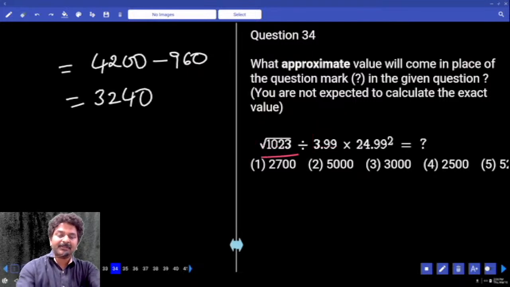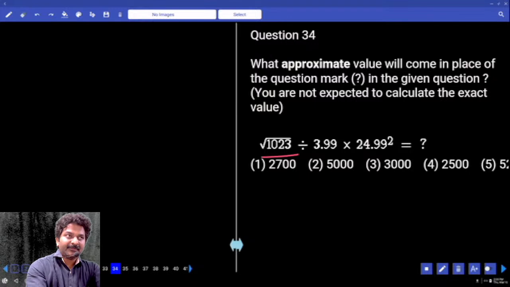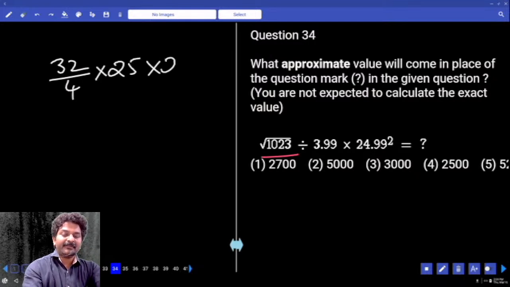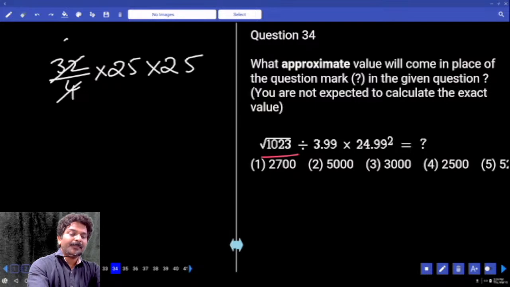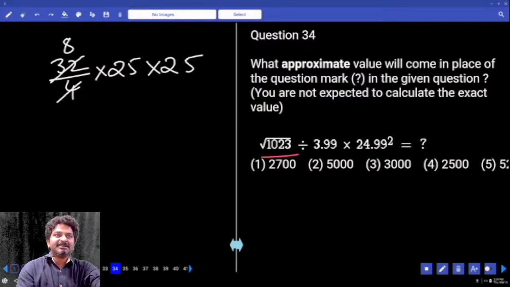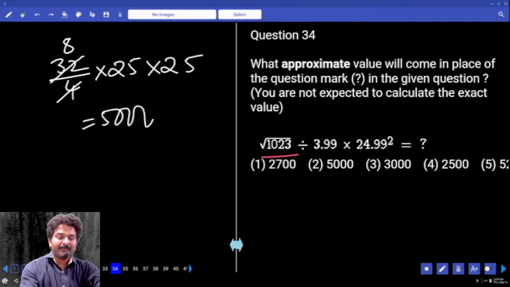Under root of 1023, 32 square. Square gets cancelled because of under root. 32 divided by 4 into 25 square. 4, 8 times. 8 25s, 200. 200 into 25, 5000.